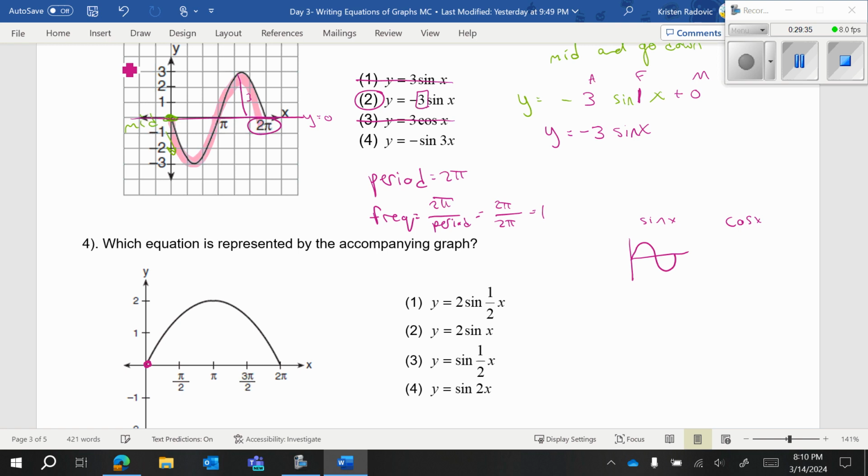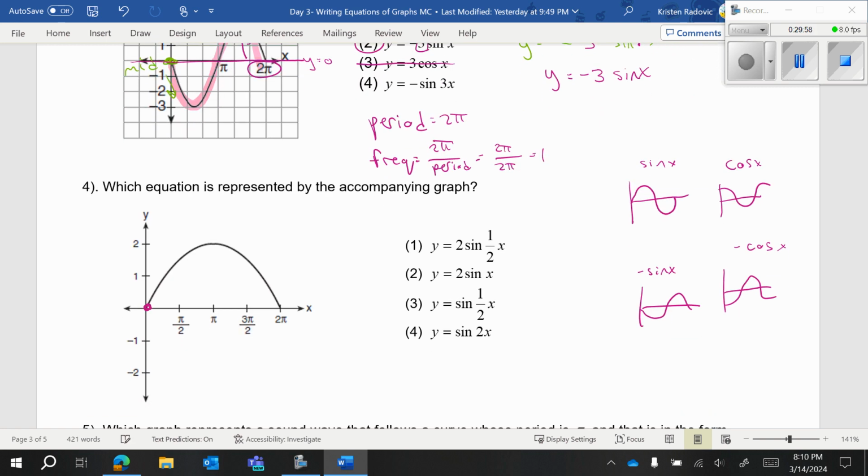Cosine looks like a U, but it's a fanned out U. If you had negative cosine, it would be a fanned out, upside down U, and negative sine goes down first. My point is, this is not cosine because negative cosine would look more like this. Where's the fanning out part of it? This is just like a U. That's negative cosine. There's no fanning out.